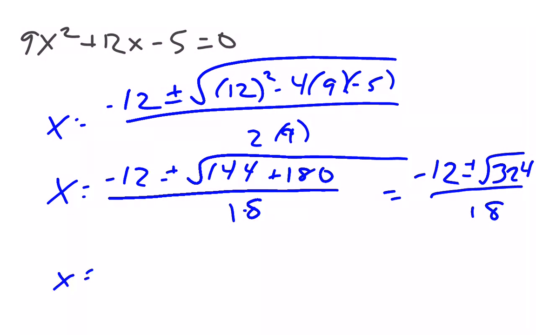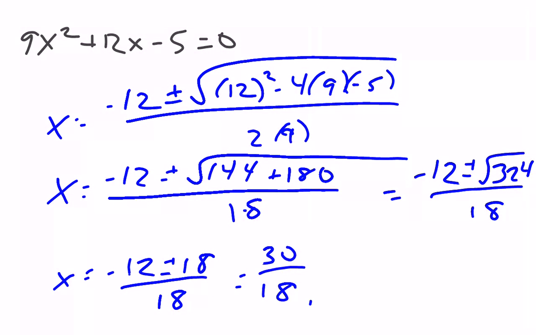And I really hope that's a perfect square. When I type in my calculator, it is. So negative 12 plus or minus 18 over 18, which would split up to 12 plus 18, which is 30, comma 12 minus 18, which is negative 6. And those two fractions reduce to 5 over 3 and negative 1 over 3.